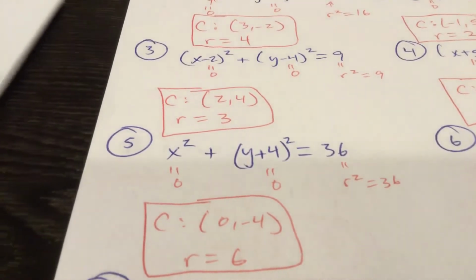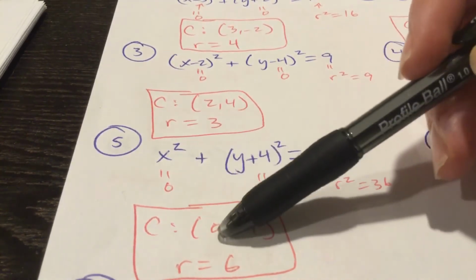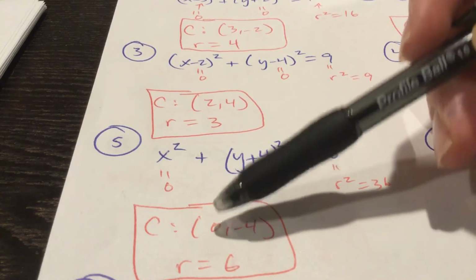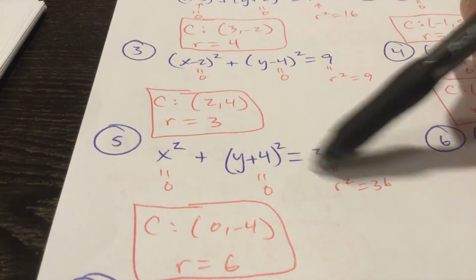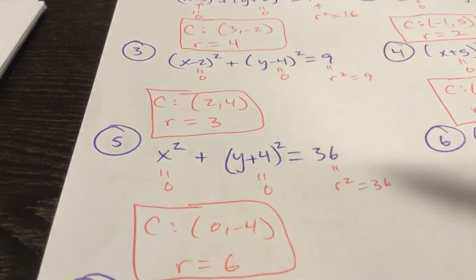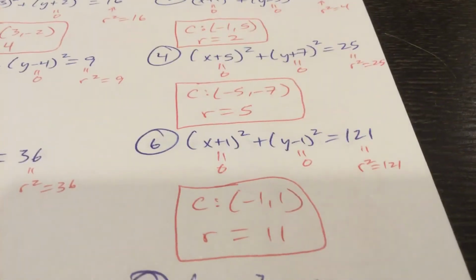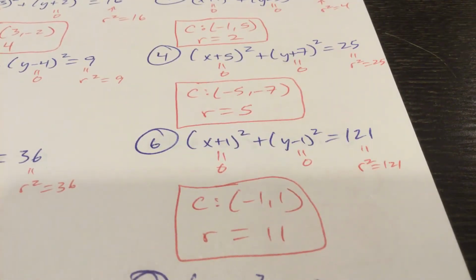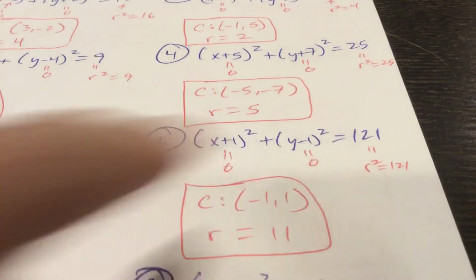Now on number 5, what is this? There is nothing with x. If there's nothing with x, then the x coordinate of the center is 0. Set y plus 4 equal to 0, you get negative 4. r squared is 36, so r is 6. On number 6 here, set x plus 1 equal to 0, y minus 1 equal to 0. r squared is 121, so the radius is 11. Your center is negative 1, positive 1. It is always the opposite number.